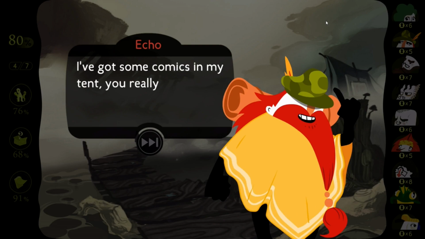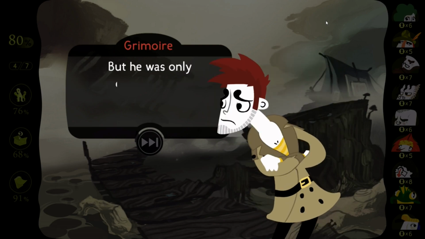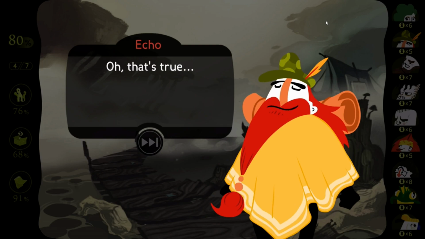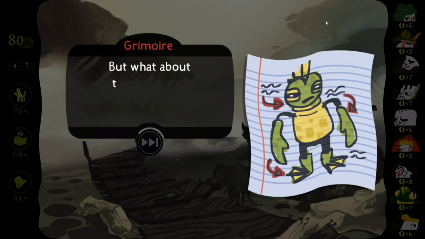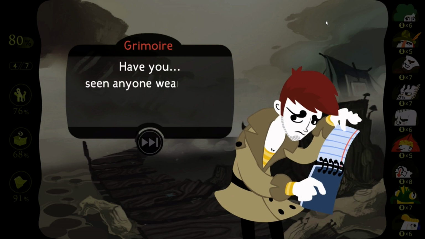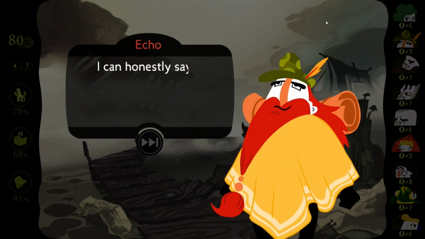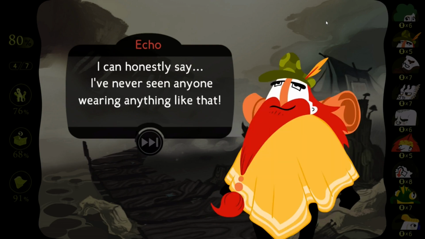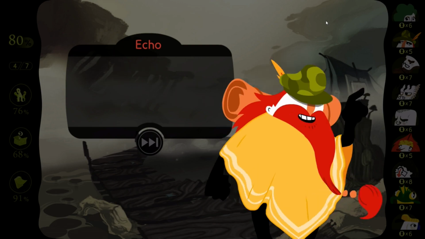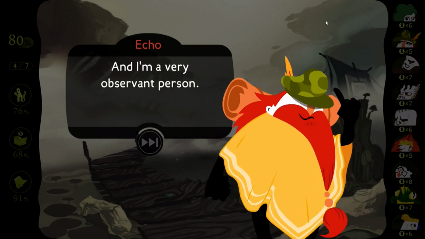I've got some comics in my tent. You really should see. He was only discovered 60 years ago. Oh, that's true. Well, I rounded up. But what about his costume? Have you seen anyone wearing it? I can honestly say I've never seen anyone wearing anything like that. And I'm a very observant person.